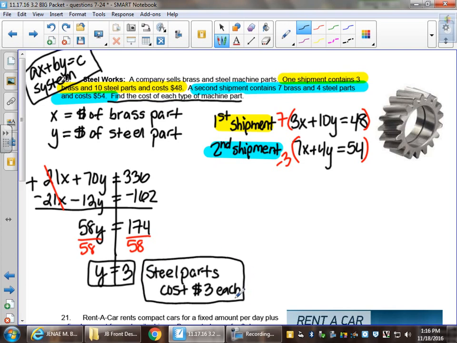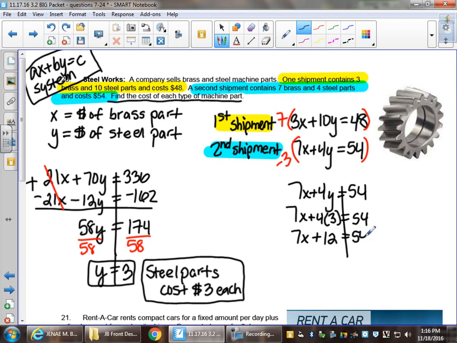Now it's time to go find the cost of the brass parts. Doesn't matter which equation you use. I think I'll use the second one. 7x plus 4 times 3 equals 54 is 7x plus 12. We'll subtract 12 from both sides. 54 minus 12 is 42. Finish this up by dividing by 7. 42 divided by 7 is 6.